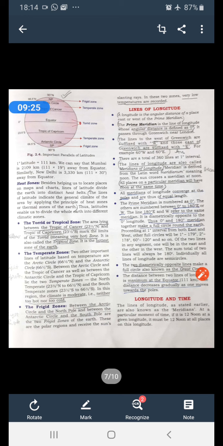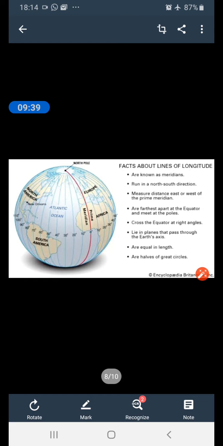Now these lines of longitude, they are also called meridians, meaning noon. So all the places on a particular meridian will have the noon at the same time. In this picture, you'll see all these are vertical lines and they converge, they meet at the poles. Now, when the sun shines at a particular longitude, the time is fixed on the basis of that, and that is why they are called meridians.